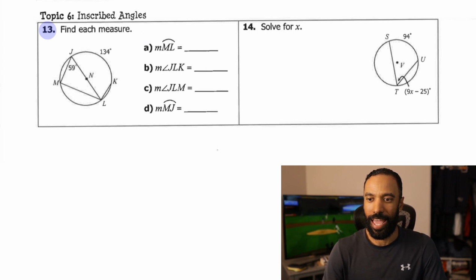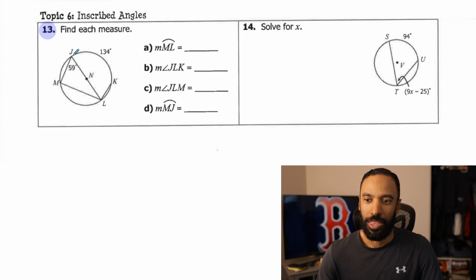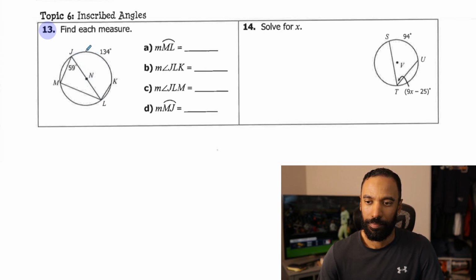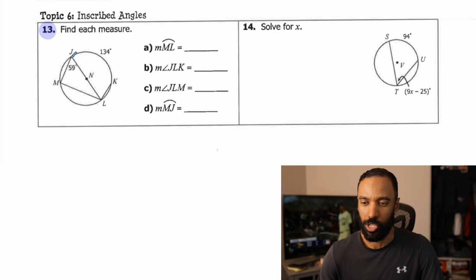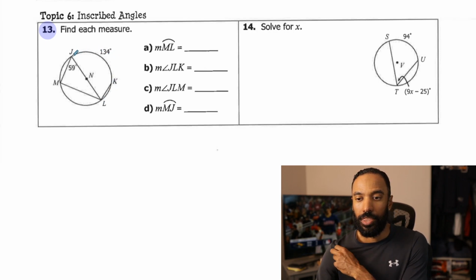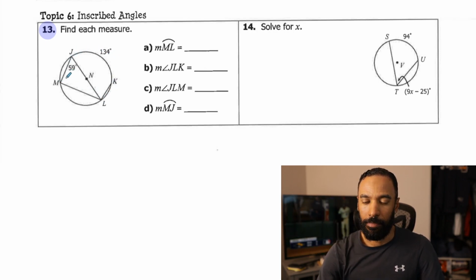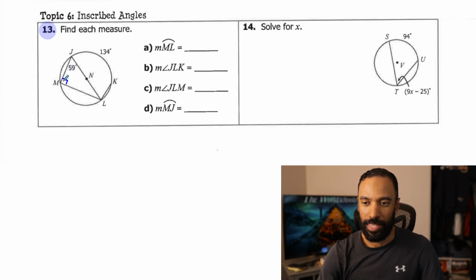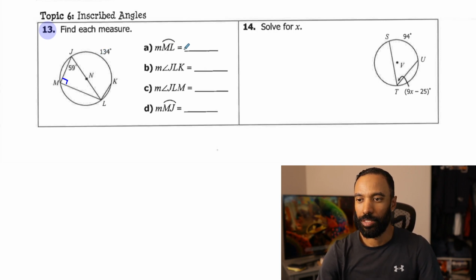All right, find each measure. Now, before I actually find anything, let me just state out loud. This diameter has a semicircle. This inscribed angle here is half the measure of its intercepted arc. Therefore, this is 90 degrees. If that's all 180, this is half of it. That's 90. Right triangle. Let's keep moving.